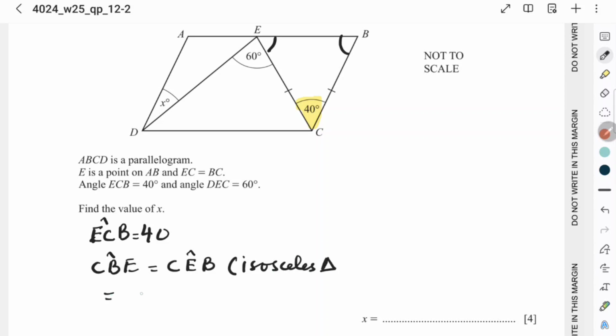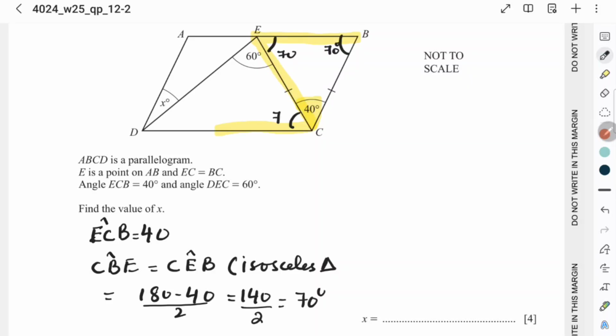And that is equals to 180 minus 40 upon 2, which is equals to 140 upon 2, and each angle will be equals to 70 degrees. So this is 70 degrees and it is also 70 degrees. As we know that they are the parallel lines, so if they are the parallel lines, then these two angles will be equal. So that is also equals to 70 degrees. So that's why ECD is 70 degrees here as well.